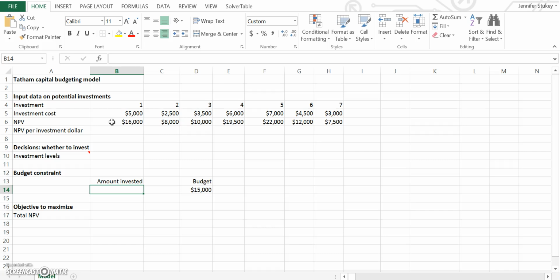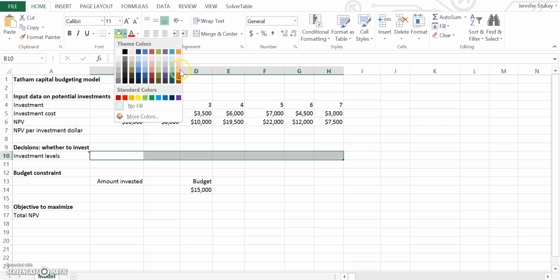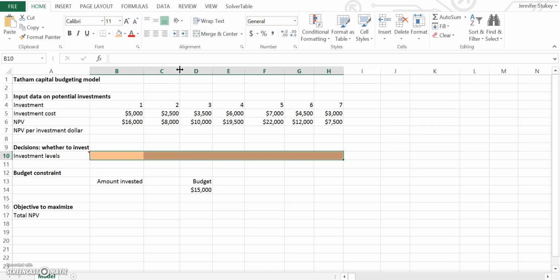So in order to do this model, you need to pull up the Capital Budgeting 1 XLSX worksheet. The first thing we're going to do is identify our decision variables, which are going to be these investment levels right here. Again, remember that these are going to be binary. So when we put a constraint on them in Solver, we are going to have to use a binary constraint on those variables.